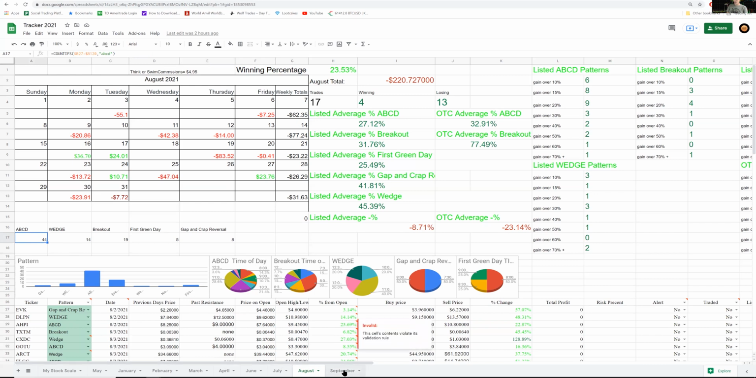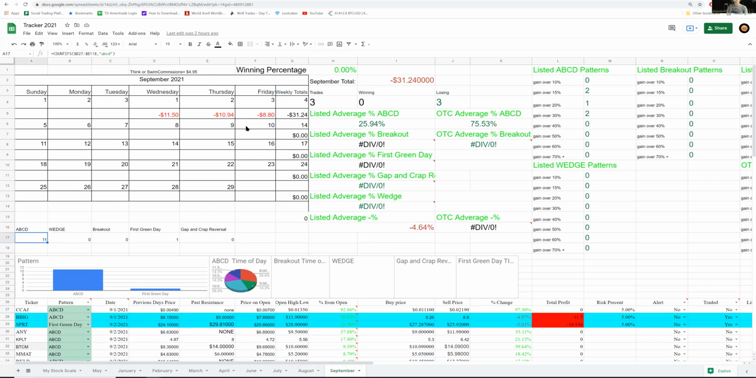Moving forward in September, my main focus is going to be on ABCD patterns, and that was my focus today, Friday the 3rd: trying to trade ABCD patterns. So let's go ahead and jump into the trade.